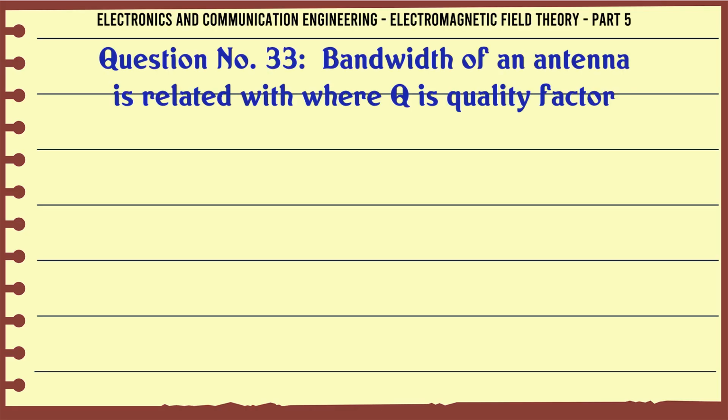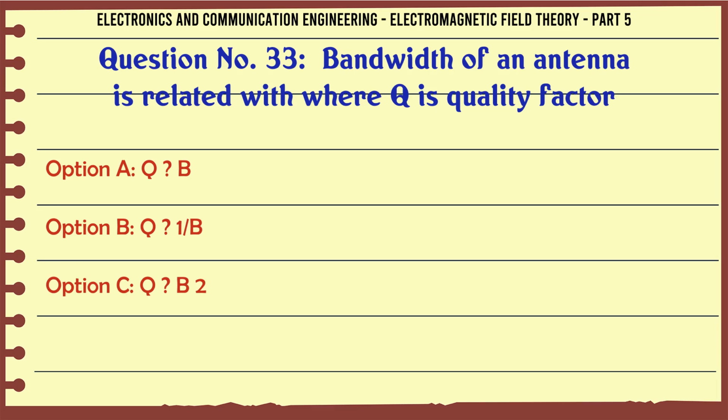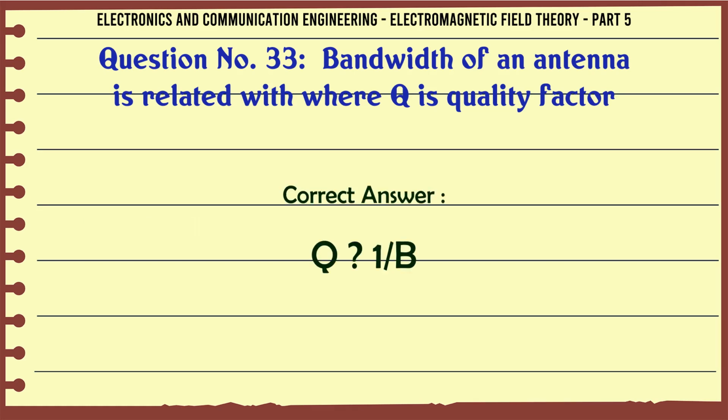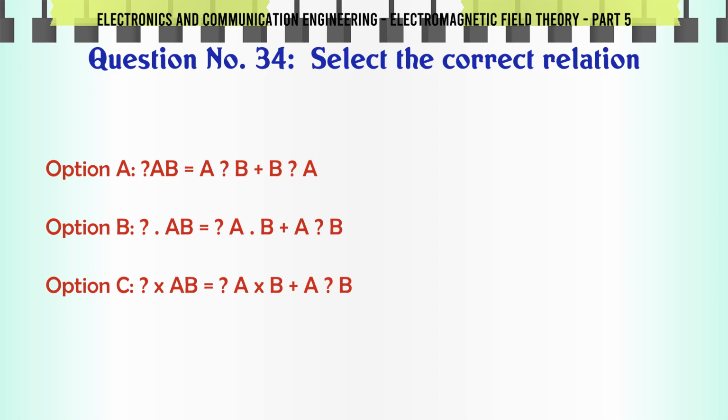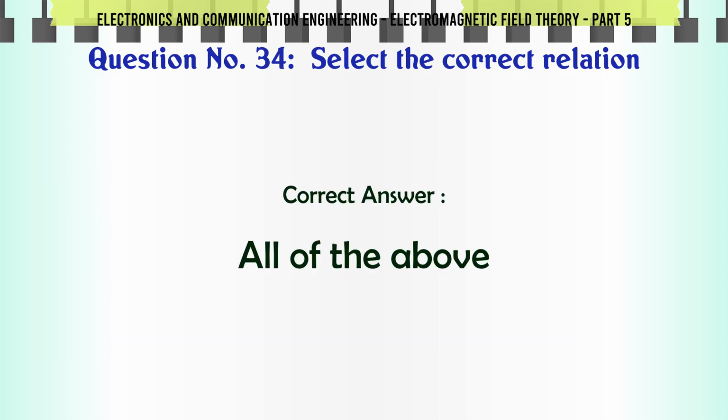Bandwidth of an antenna is related with Q, where Q is quality factor. A. QB, B. Q1B, C. QB2, D. Q1B2. The correct answer is Q1B. Select the correct relation. A, B, C, X, D. All of the above. The correct answer is all of the above.